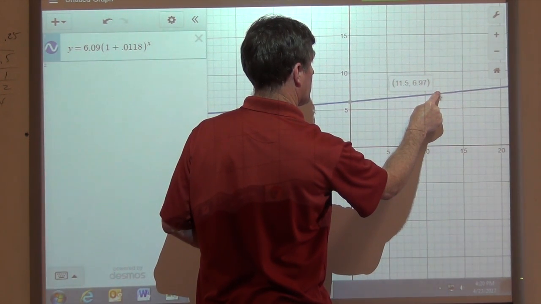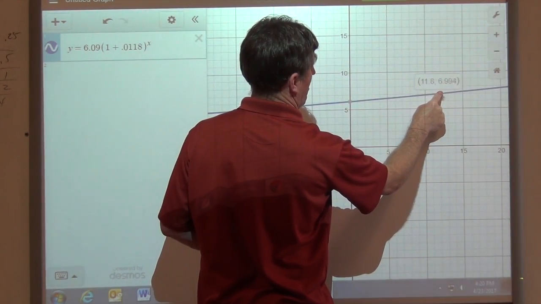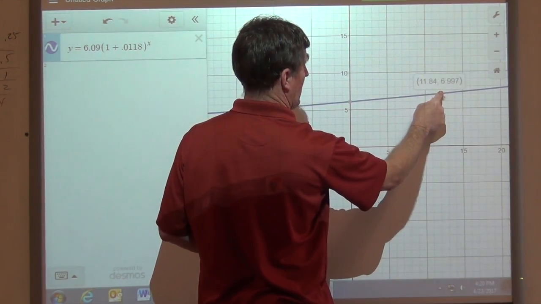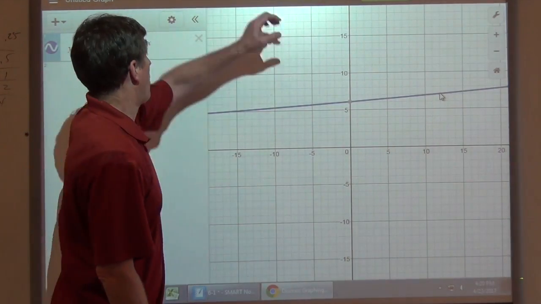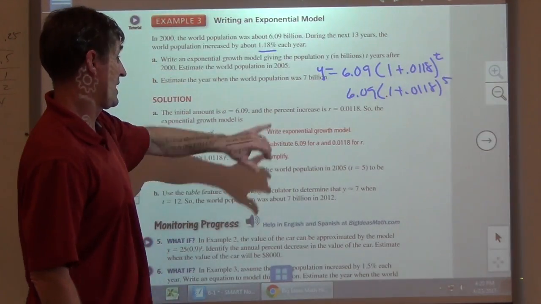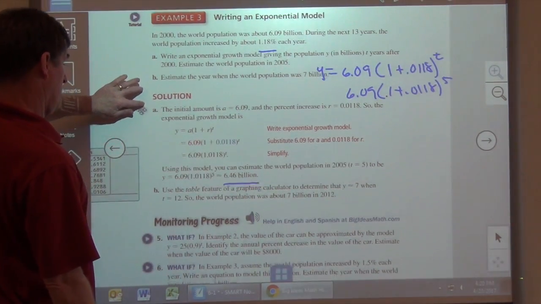So it's going to be 11.9, so about 12 years. And so we come up with that it's going to be approximately 12 years before it gets to that 7 billion people.